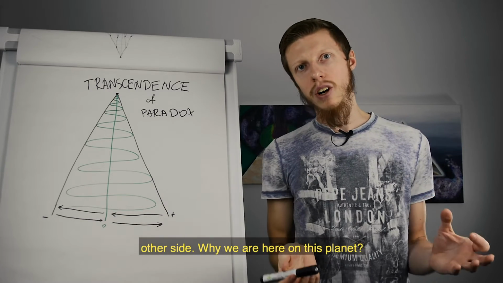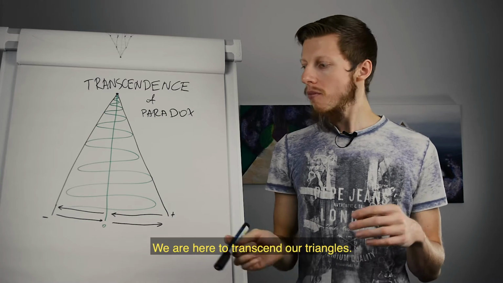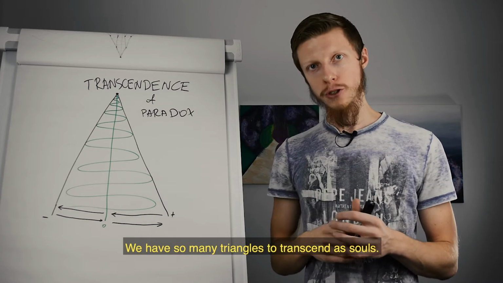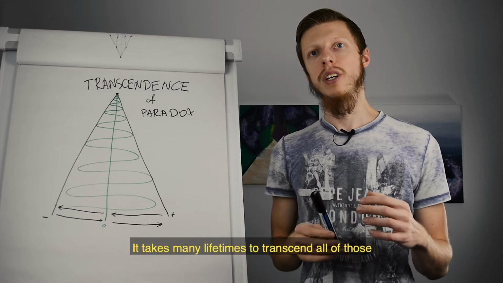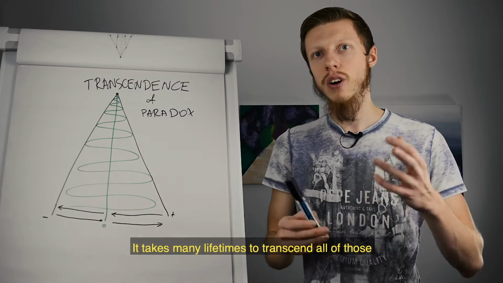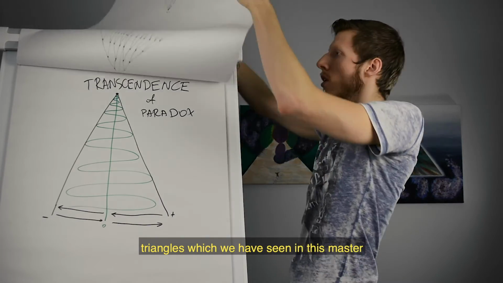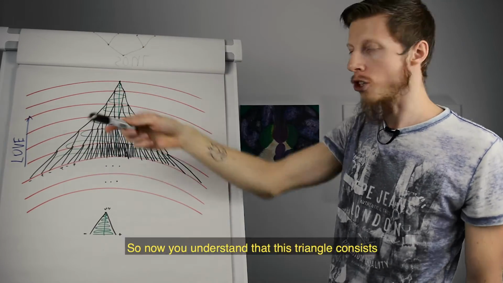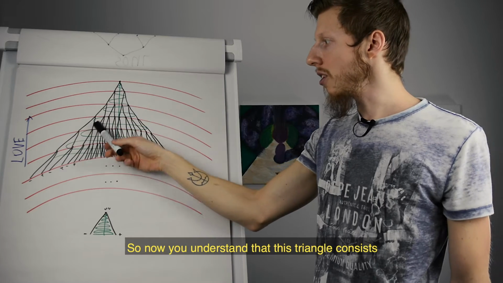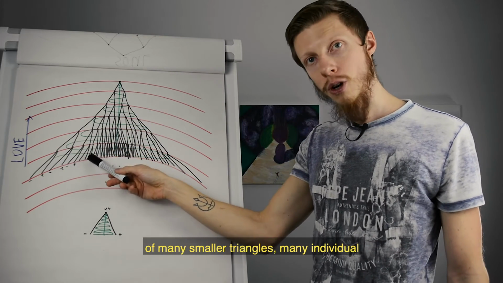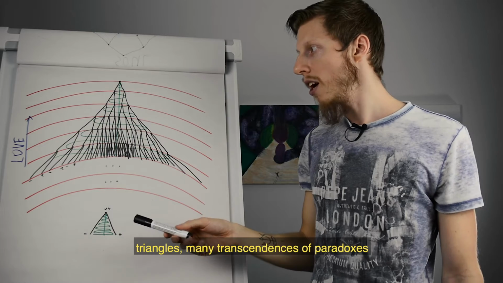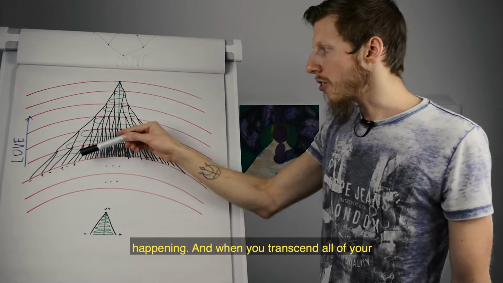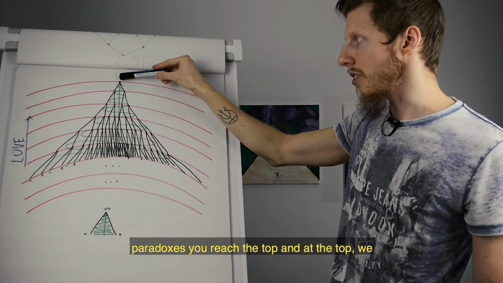Why are we here on this planet? We are here to transcend our triangles. We have so many triangles to transcend as souls, it takes many lifetimes to transcend all of those triangles, which we have seen in this master triangle of conscious evolution. So now you understand that this triangle consists of many smaller triangles, many individual triangles, many transcendences of paradoxes happening. And when you transcend all of your paradoxes, you reach the top.